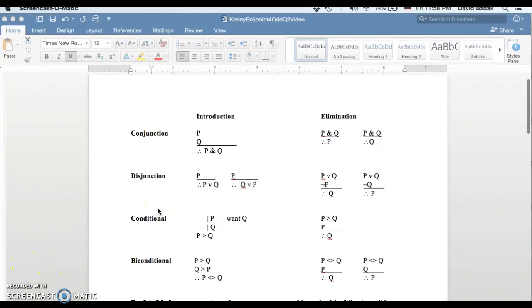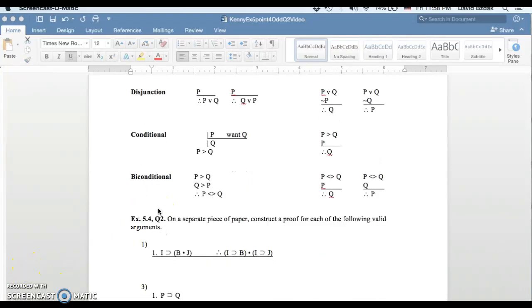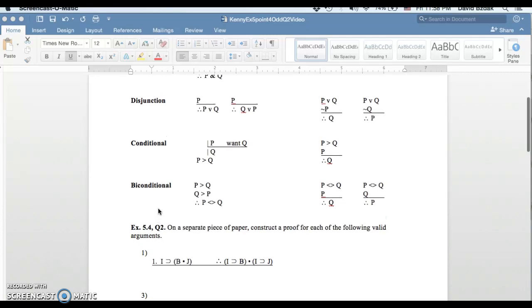Exercise 5.4. This is the last exercise due for this week. And again, I'm doing the odd numbered problems since the even numbered problems are assigned for homework. Sorry, 5.4 adds two new rules, the biconditional rules.